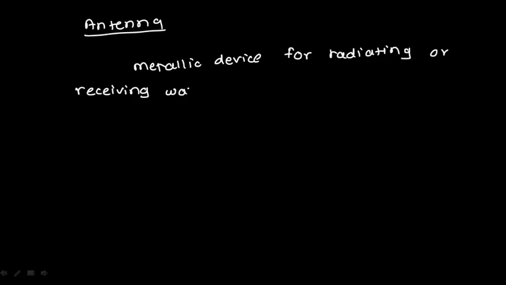ठीक है. So different books you will find different definitions of the antenna, but I'm remembering this, like I find comfortable in understanding this particular definition. Metallic device for radiating or receiving waves. IEEE standard के हिसाब से अगर आप एंटीना को डिफाइन करने जाएंगे तो it is an antenna or aerial that is a mean of radiating or receiving radio. Is the same meaning. Okay.